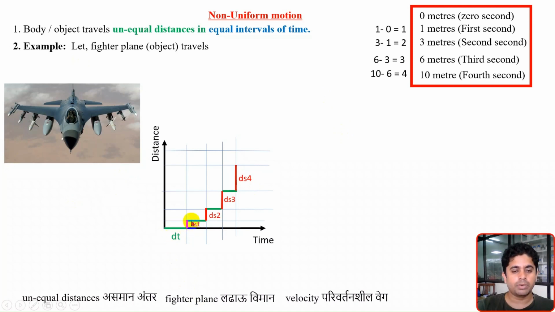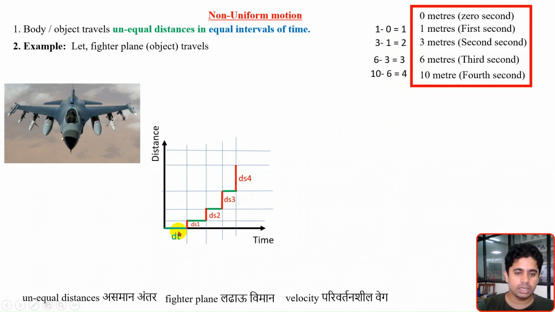So for the first time interval, ds1 here is 1 meter. Then for the next time interval 2, ds2 is how much here? 2 meters. Then for the third time interval, what is ds3? 3 meters. Then for the fourth time interval, what is the change in distance? It is 4 meters.